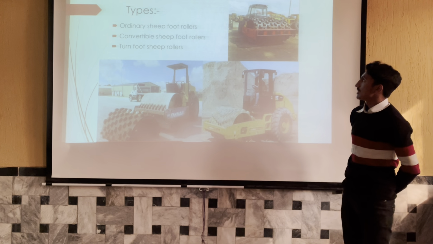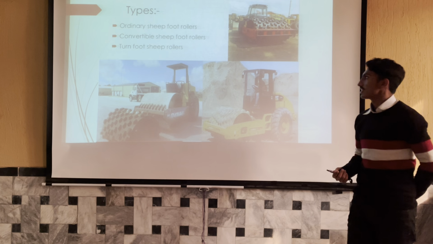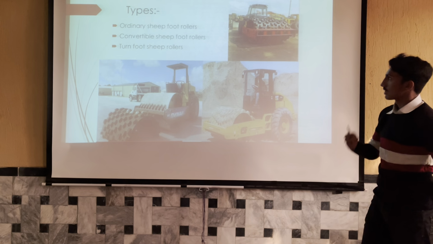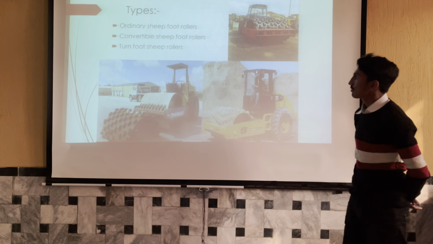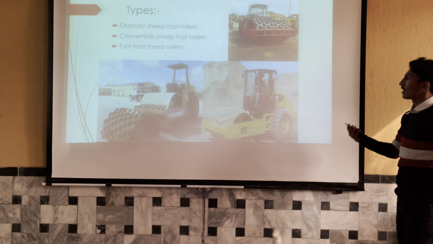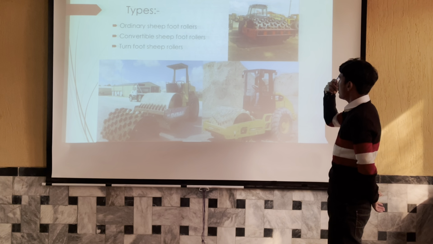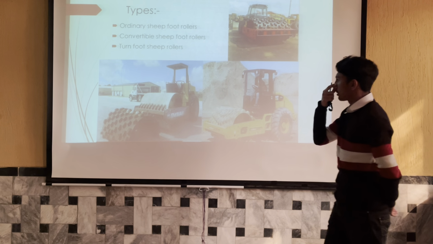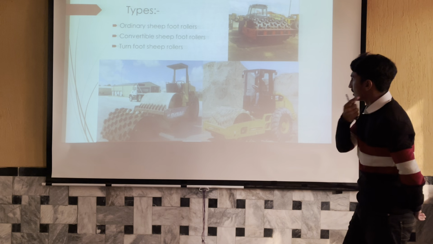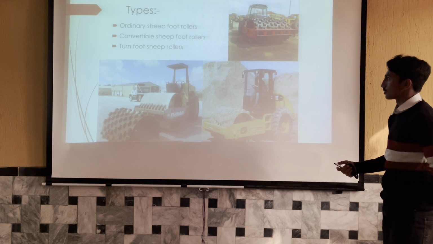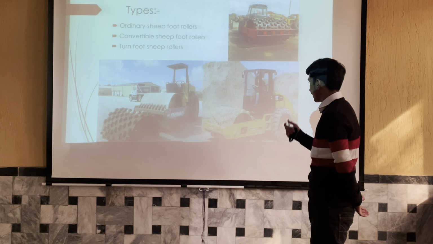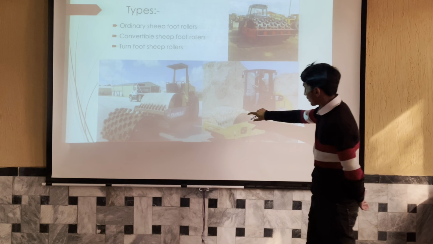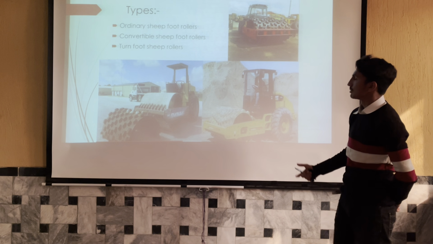After that, we have three types based upon their configurations. The first one is ordinary rollers, the second is convertible rollers, and the third is turn foot sheep rollers. In ordinary rollers, these plates are fixed and the distance between the feet is also fixed. In convertible rollers, you can remove these plates or pads and use it as a smooth roller. This is actually their advantage. And in turn foot rollers, the distance between them can be adjusted. So this is the difference between them.